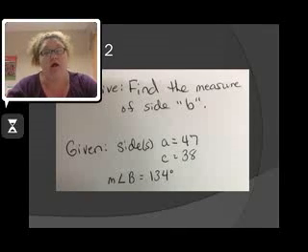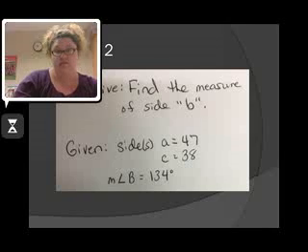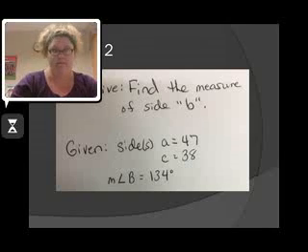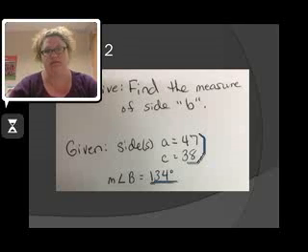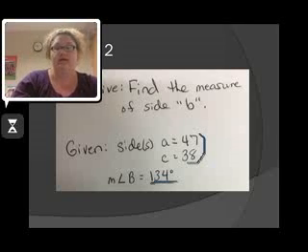Convenient, right? Okay, so the objective. We're finding the measure of side length B. Again, going over what we're given: 2 side lengths and an angle measure, which just so happens to be exactly what we need in order to find the side length of side B.